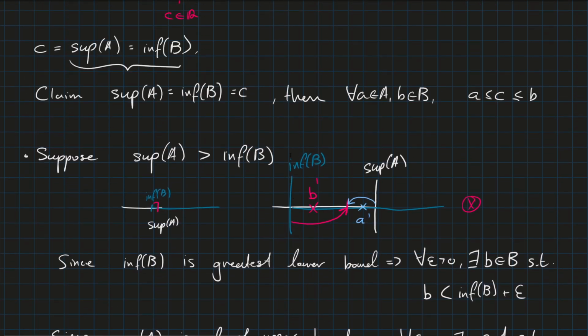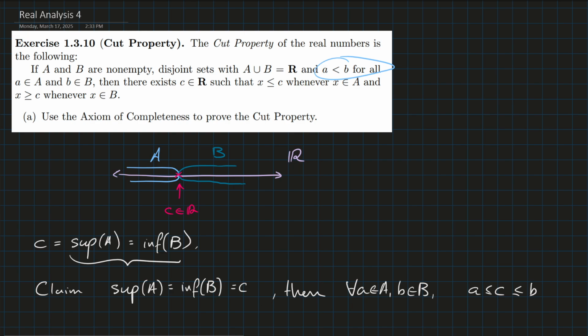And so we've essentially shown here that the cut property of the real numbers is equivalent to the axiom of completeness stated as our usual kind of starting place for completeness in R.